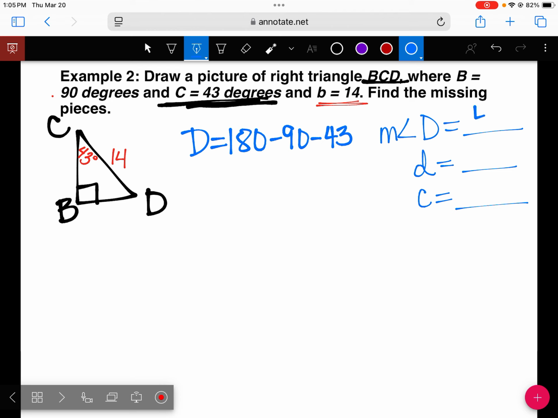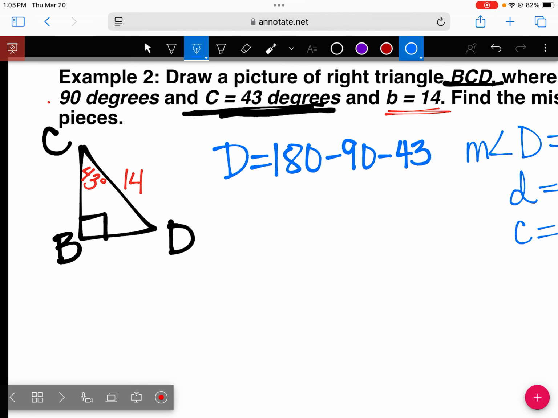And you should get 47 degrees. Who got 47 degrees? Okay, so now we need to figure out, do we want to find little c or little d next? So which one do you want to find? Little d.